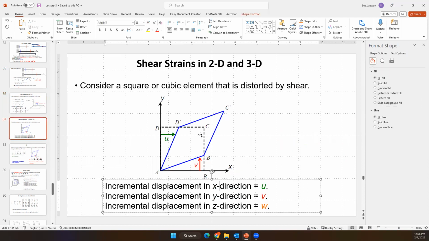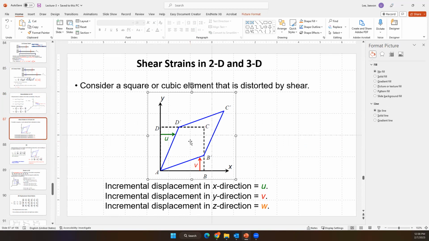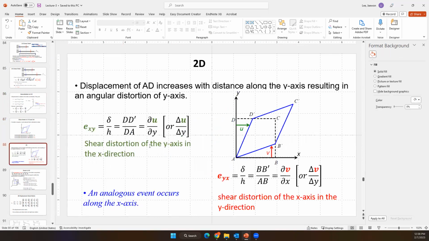Yeah, I already explained it. If we apply the x direction force, we can get the x, y, or z direction displacement like that. So in this case, the x direction displacement is u, the y direction displacement is v, and the z direction is w.